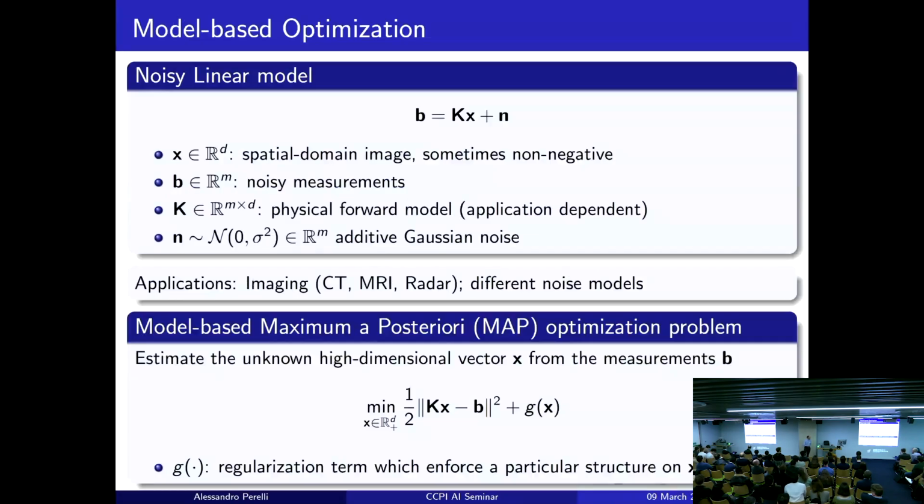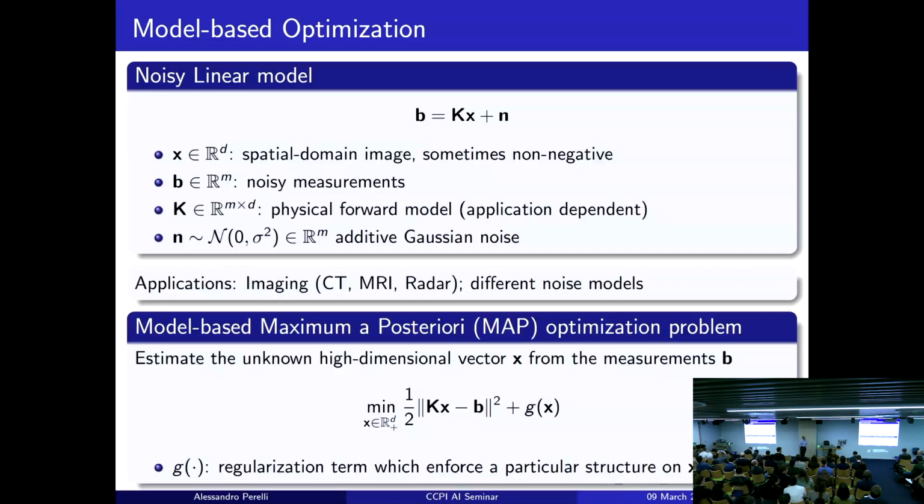Again, just to set the scene, I'm considering a linear model where X is the unknown vectorized input in R^D. Then we have the forward operator K, depending on the application. This is an M times D matrix with some particular structure, and then there is isotropic noise. So this can fit different imaging modalities. Again, the noise can be different, or the forward model can have a specific structure.